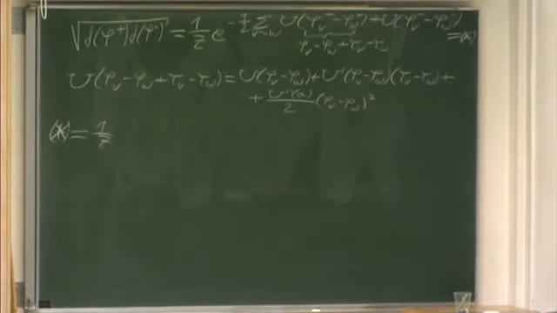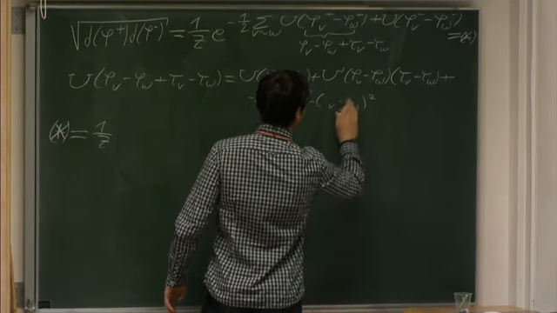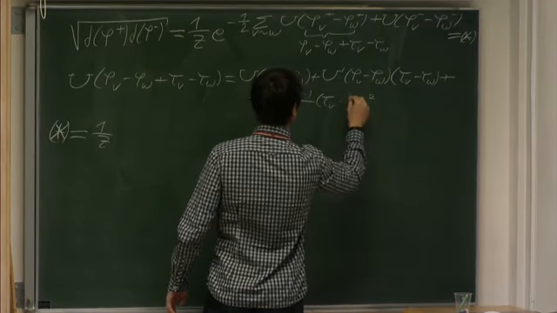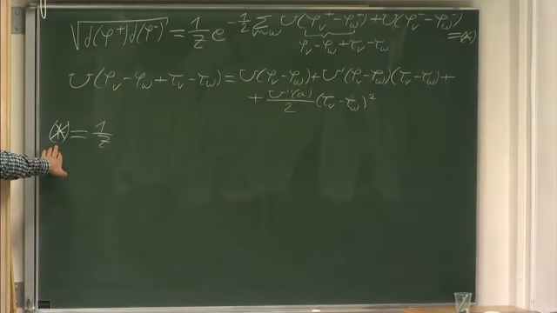Say again? That's right, I do mean that. Thank you very much. Tau v minus tau w squared. Thank you very much. So let me substitute that in star.